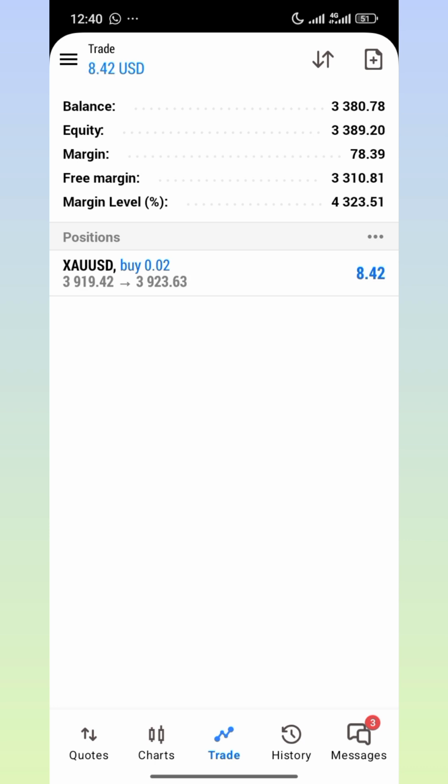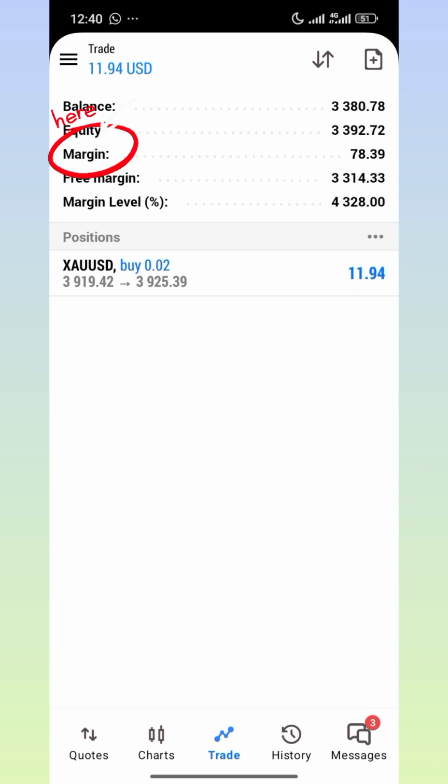Then if I close this trade right now, what is my equity showing? The balance is going to change to what is on this equity. Like for example, now this is 3,389 point something. So if I close this profit right now, this is what my balance is going to change to: 3,391. At this moment, I think it's 91. So this is equity.